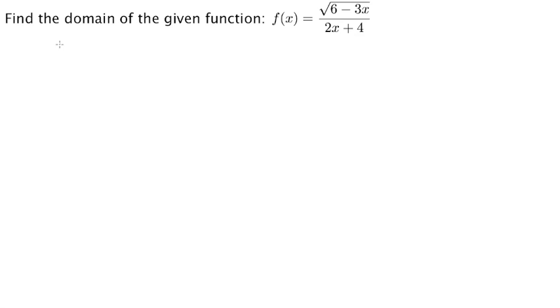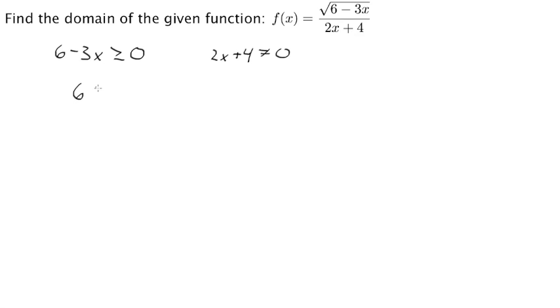So the two things we want to take into consideration: the first one, we want 6 minus 3x to be bigger than or equal to 0. Equaling 0 is okay this time because we are in the numerator. And the other thing we want to take into consideration is the denominator. We want 2x plus 4 to not equal 0. We don't want to divide by 0. So we're going to solve these two, and that's going to give us our final answer. We're going to put them together. We want both of them to be satisfied.